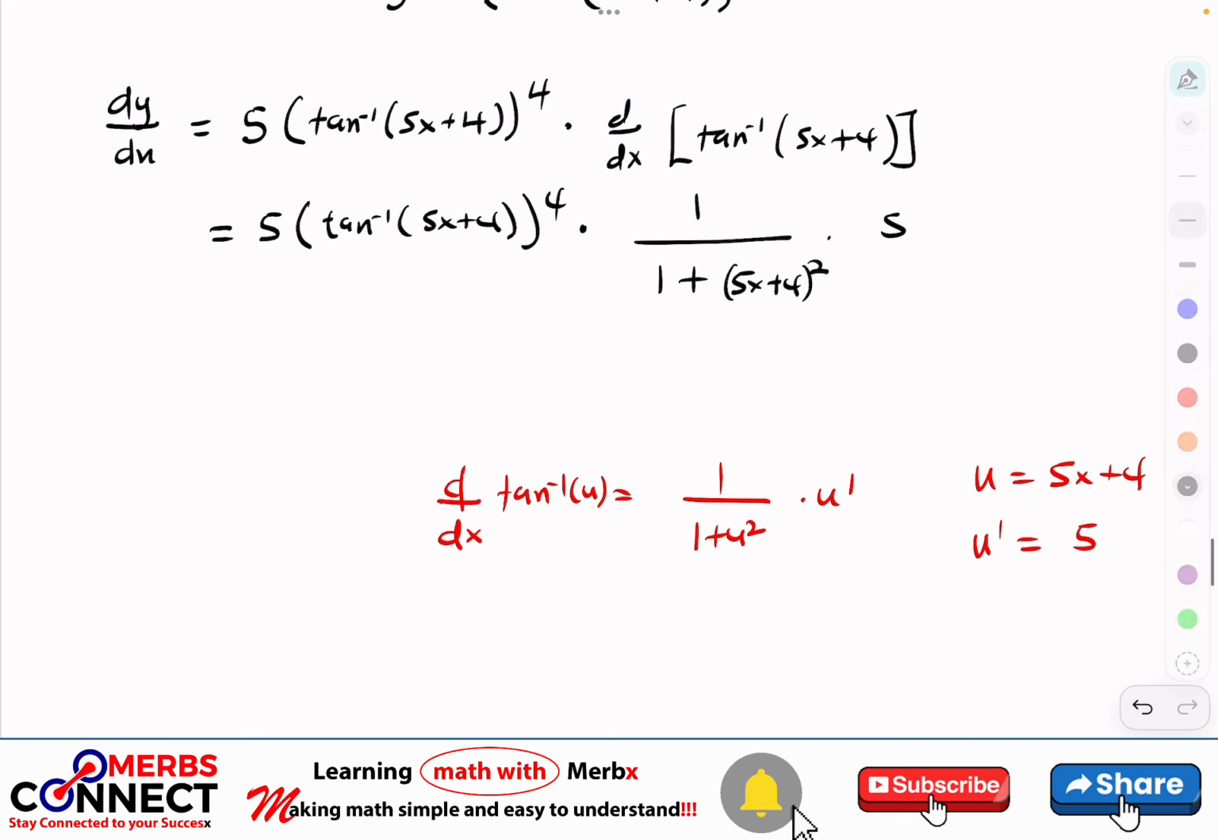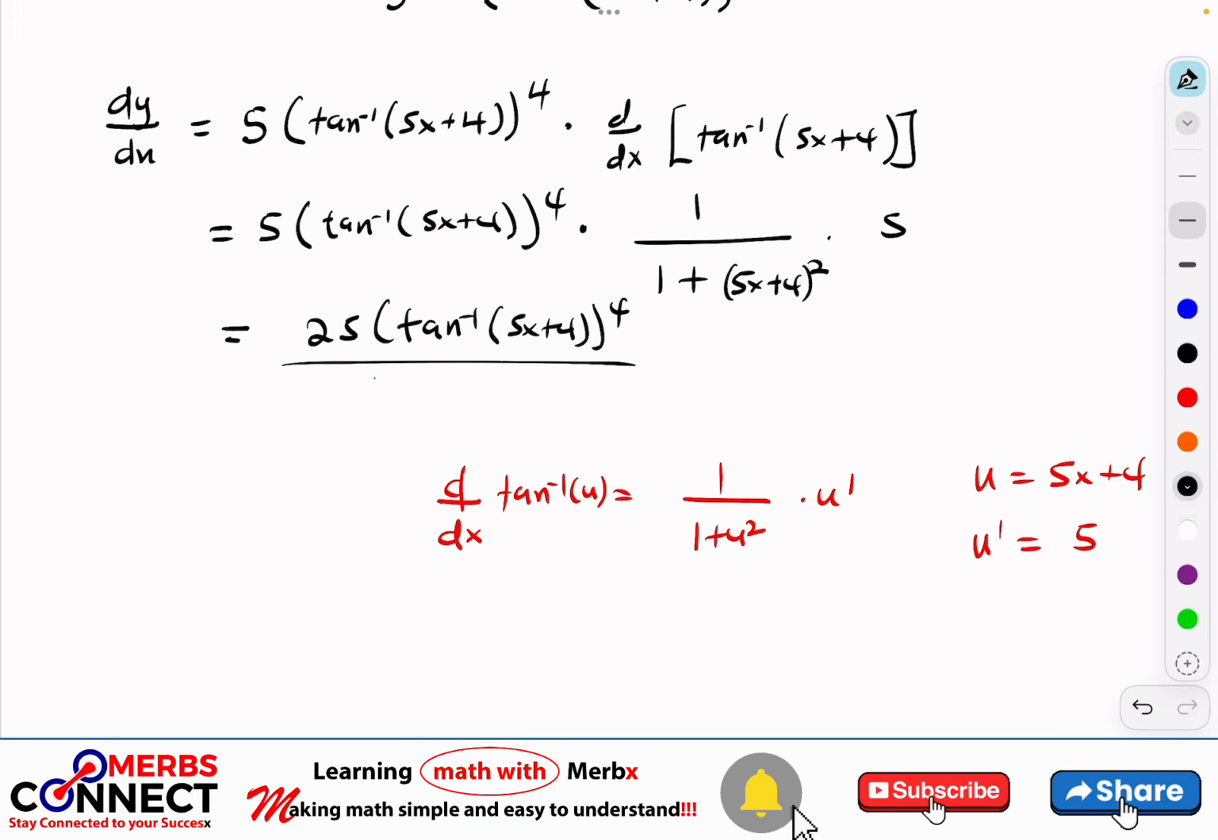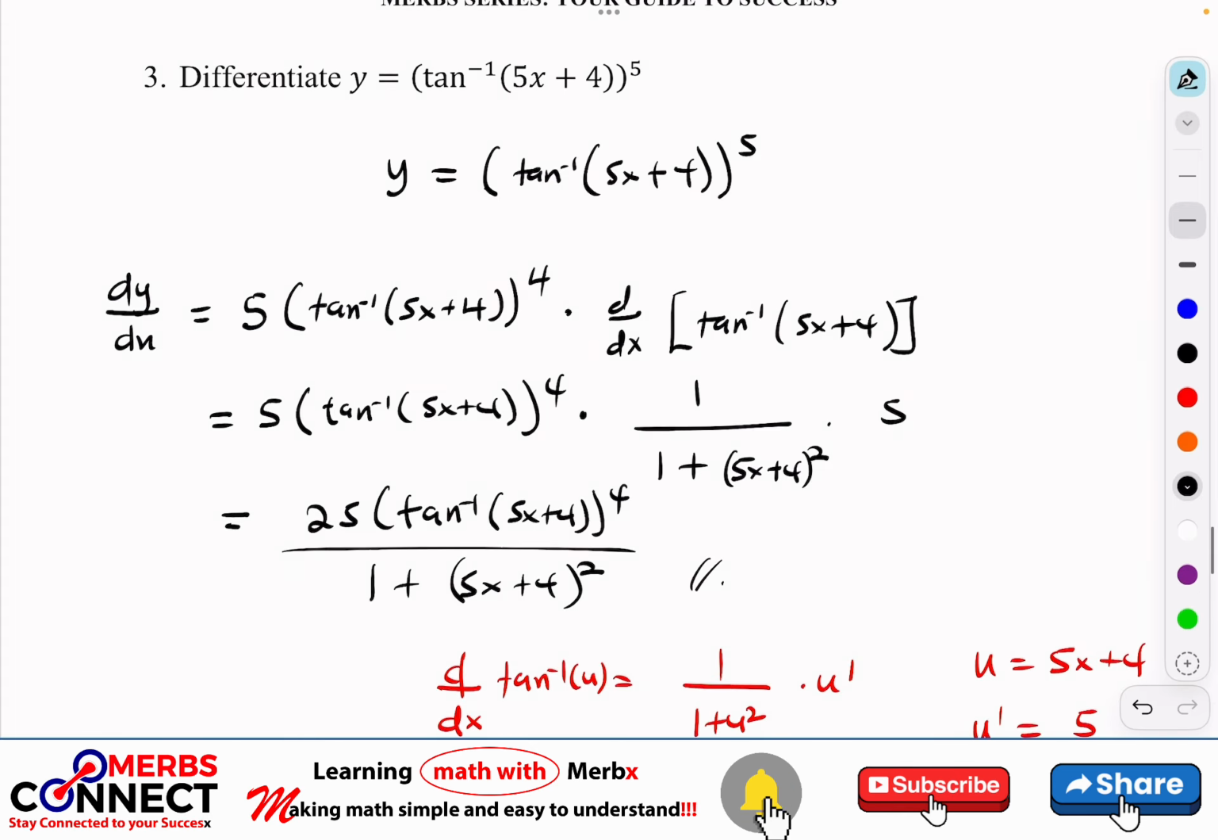Great. So now what can we do here? If you want to simplify something here, then I can multiply 5 by 5. So this is going to be 25 tan inverse of 5x plus 4 all to the power 4 divided by 1 plus 5x plus 4 all squared. So this will be the answer that we are going to get here.